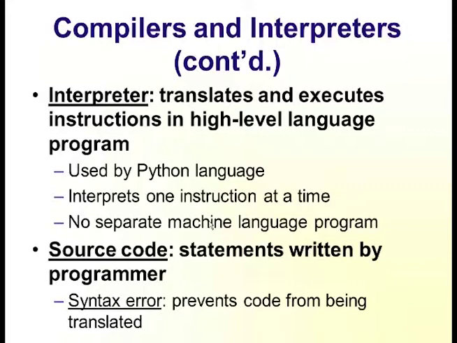Interpreters translate and execute instructions, again, just like a compiler, except they interpret and translate one instruction at a time. They don't create a separate machine language program. Both compilers and interpreters work on the source code. Source code is what you create as a programmer. You'll find out more about this when we get to future modules. Right now, just let it suffice for you to understand the source code is the statements that are written by you.